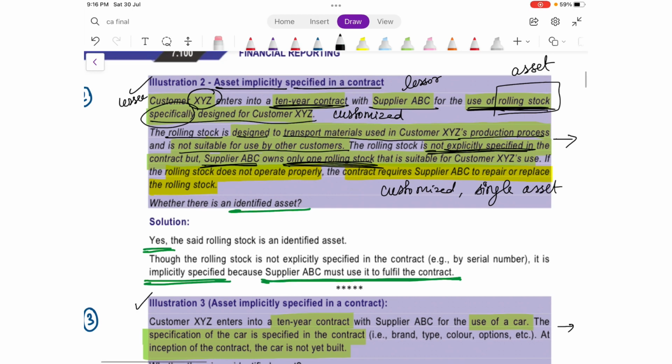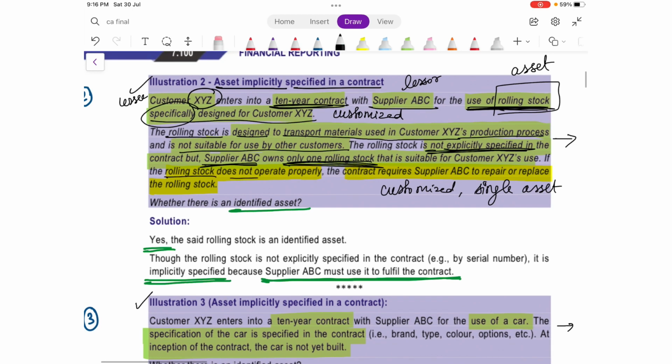And what they are telling you is that the rolling stock does not operate properly. The contract requires supplier ABC to repair or replace the rolling stock. This information is not needed here. They are asking if this is an identified asset. Here the answer is yes, this is an identified asset because it is one customized asset, and second, it is a single asset. So even though it is not specifically mentioned in the contract, it is assumed to be implicitly specified in the contract.